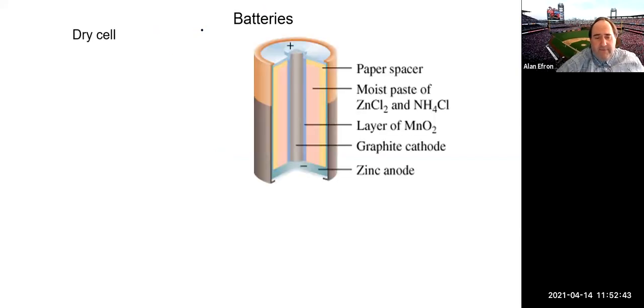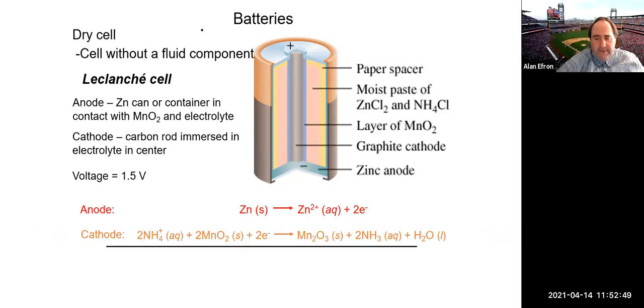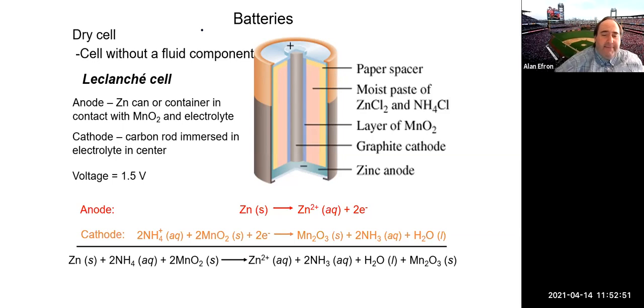So let's first talk about the first type of cell, sometimes referred to as a dry cell. We can go with Duracell there, perhaps. That's basically a cell without any type of fluid compartment. At the anode, we have a zinc can or container. And here's our anode down here, right? Negative side. Visualize electrons traveling back around towards the positive side.